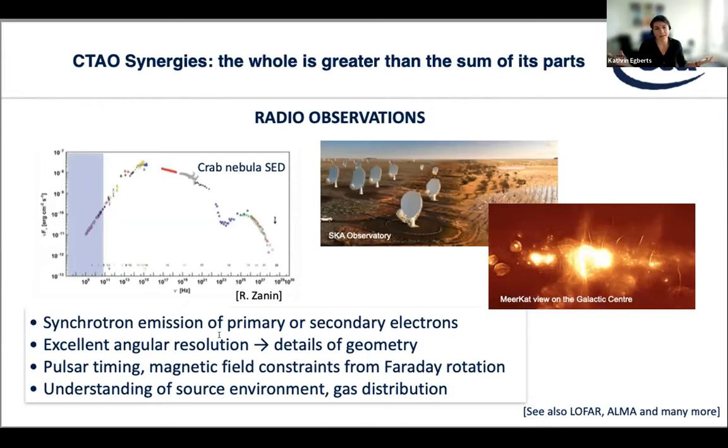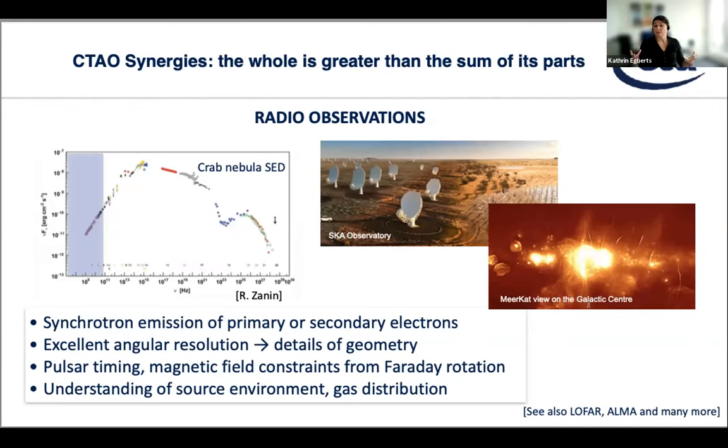Now, radio has been basically the regime where we have for the longest time observed non-thermal emission. Emma has shown this in the synchrotron peak, where we see primary electrons that have been accelerated directly, or secondary electrons that have been produced by primary protons, hadronic cosmic rays, in interactions. And with radio observations, of course, we have the strength of excellent angular resolution. So we can learn a lot about the geometry. Just see as an example this beautiful image of MeerKAT in the galactic center.